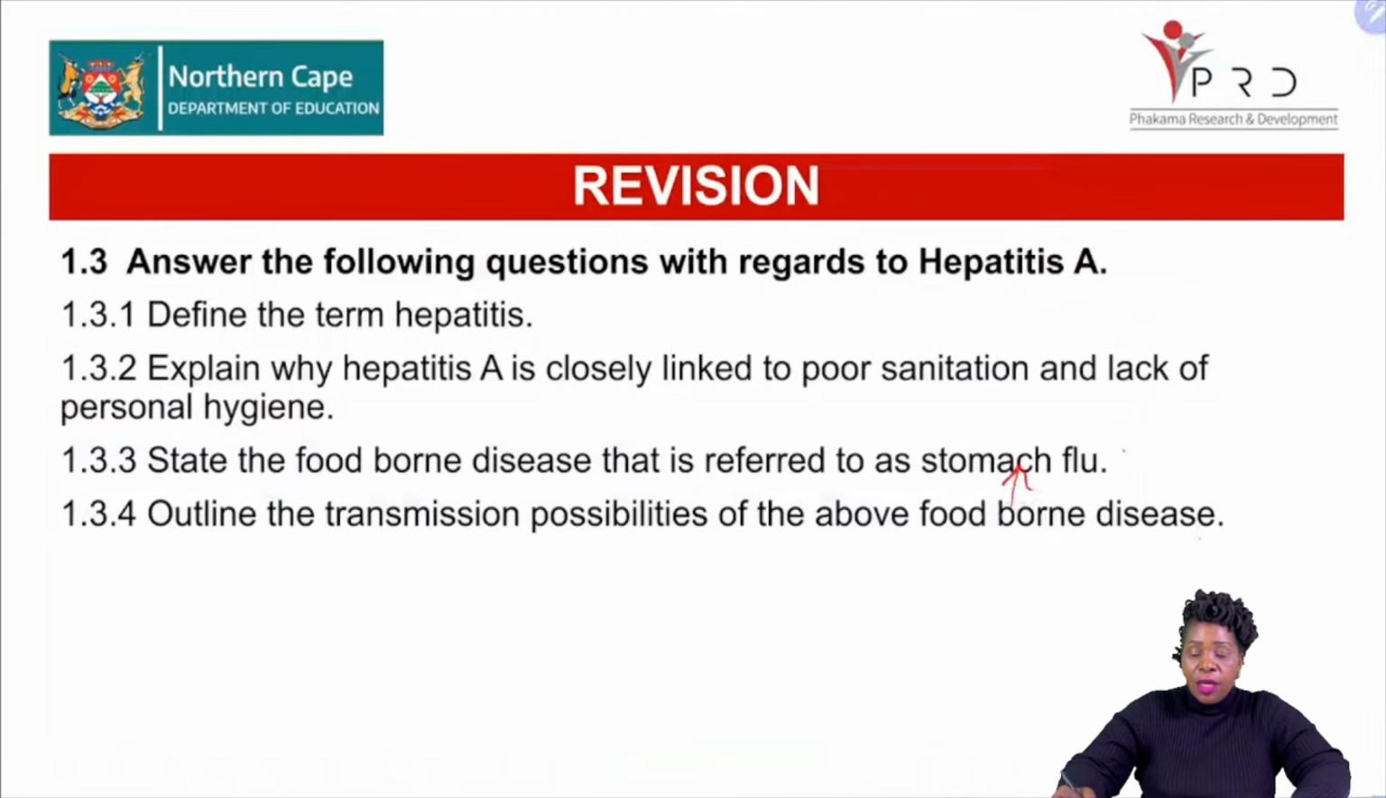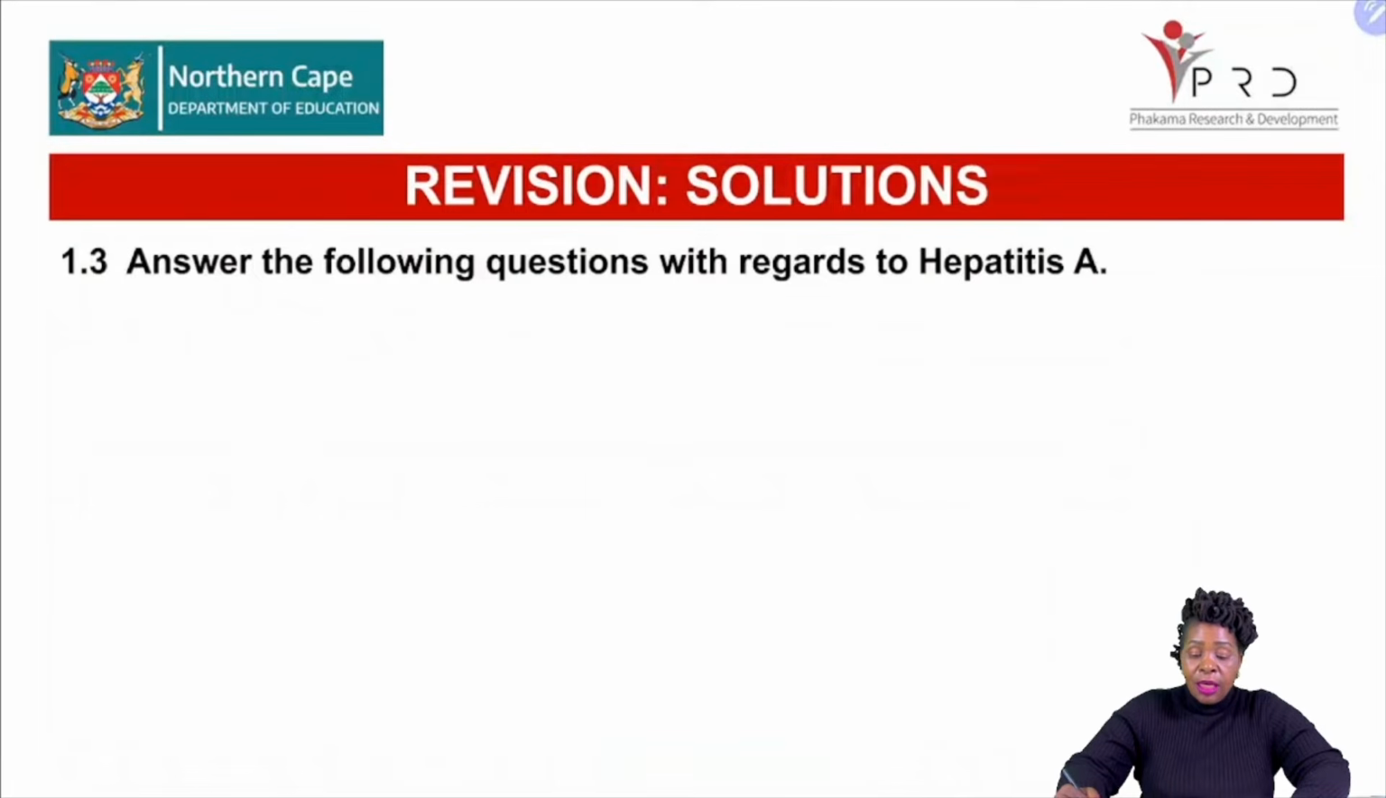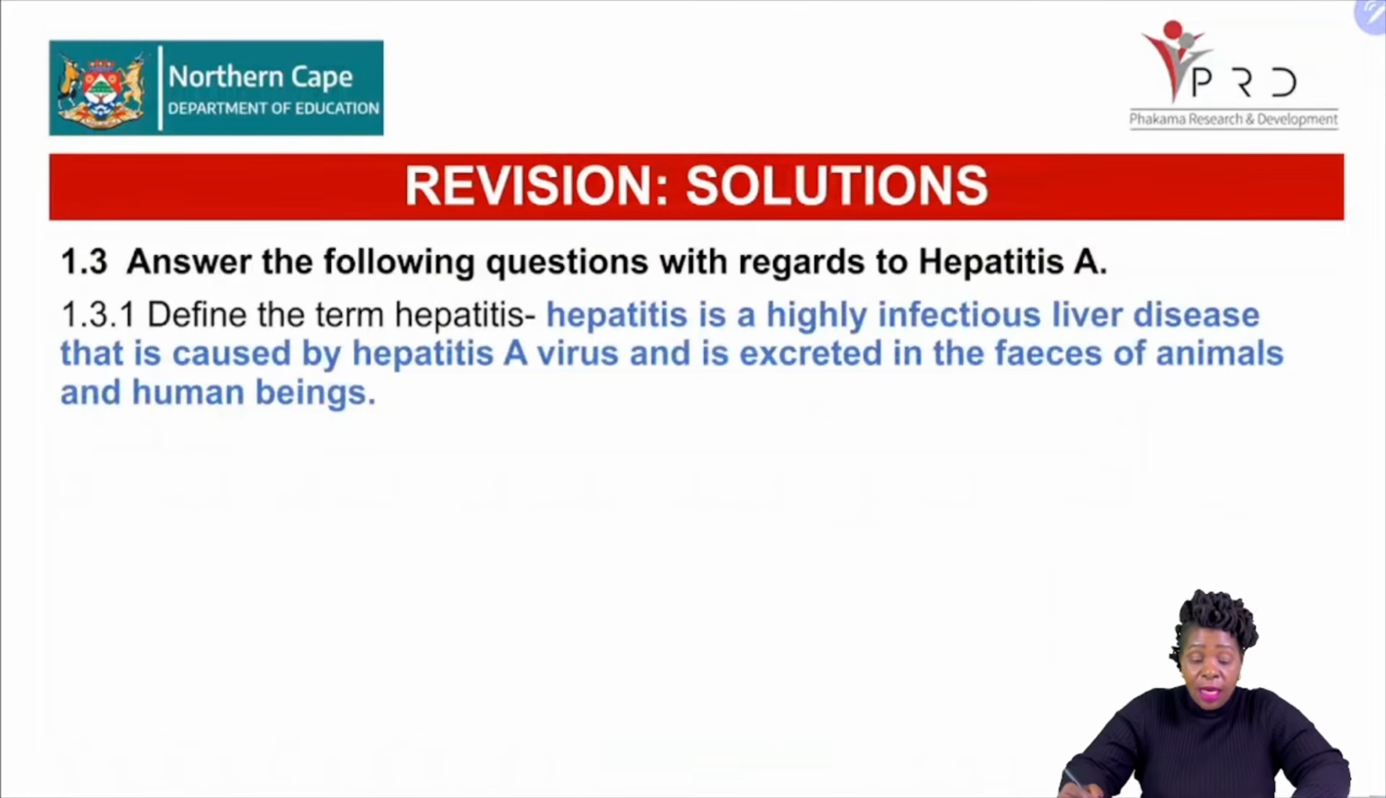Right, I'm hoping we are done with the questions. Let's go to our solutions. Right, the first one was define the term hepatitis. So hepatitis is a highly infectious liver disease that is caused by the hepatitis A virus, and it is excreted in the feces of animals and human beings. So if you suffer from hepatitis A, it means you are likely to have ingested some feces, right?